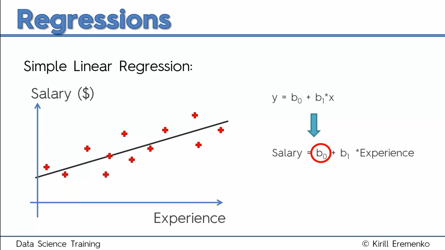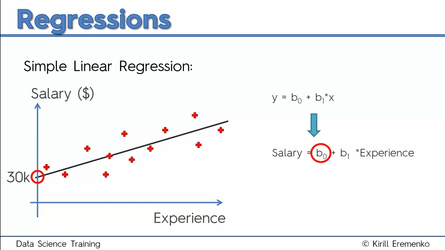So what does the constant mean here? Well, the constant means the point where the line crosses the vertical axis. And let's say it's $30,000. What does that mean? It means that when experience is 0, as you see on the horizontal axis, then in the formula you can see that the second part, b1 times experience, becomes 0. So salary equals b0. That means that salary will equal $30,000 when a person has no experience.